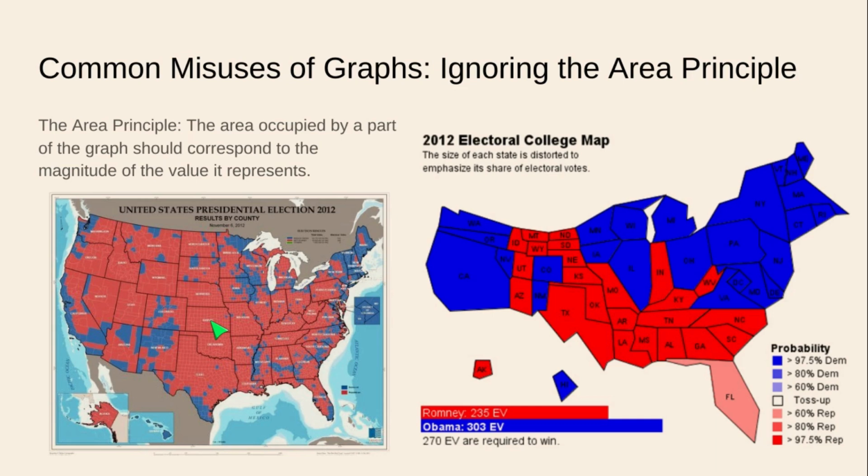And what that's saying is that we have a violation of the area principle on our hands. The area principle says that the area occupied by part of the graph should correspond to the magnitude of the value it represents. Okay? So if we're talking about voters, yeah, sure, Wyoming is a big place. It's a big box in the middle of the western United States. But Wyoming is not heavily populated. So we should be talking about Wyoming in terms of the size of its population, not in terms of the size of its land.